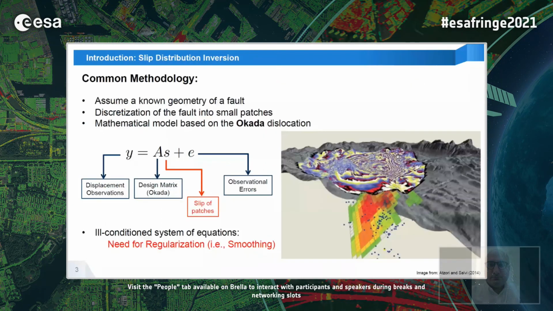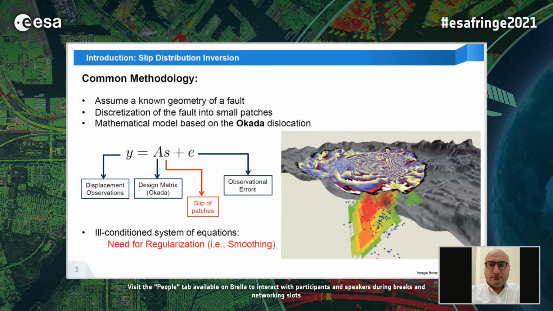So this is the importance of slip distribution and slip inversion. I'm not explaining that much here. Here we see the mathematical model of the usual common methodology in slip inversion. We have vector y, displacement observations from geodetic data or InSAR. We have vector s, the slip of the patches on the discretized fault. We have observational errors, and we have a design matrix that usually comes from the Okada dislocation model or some other models. The main point here is that this mathematical model is usually an ill-conditioned system, and it needs regularization, some sort of smoothing.